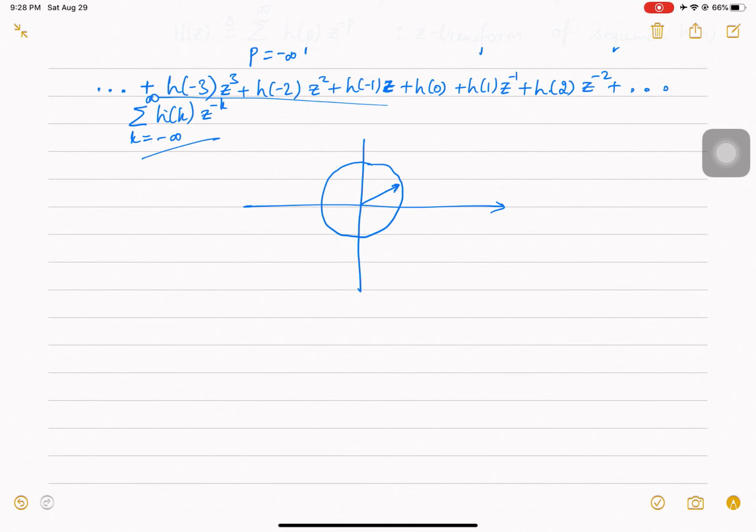So this is your r, and this is omega, and this point here is r e power j omega. If r is equal to 1, the radius of the circle will be equal to 1. It's called a unit circle. This is called the z plane. Here in this z plane we'll have circles, or annular ring-like structures. They are called annulus, I guess.